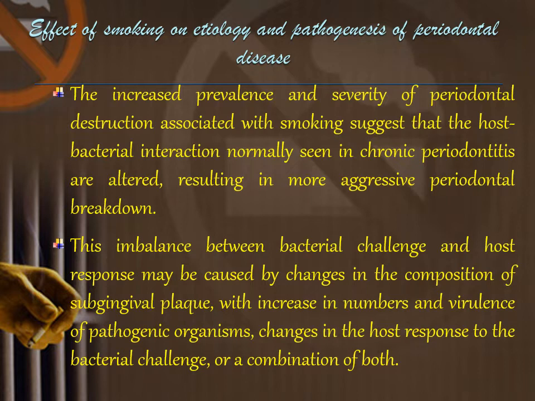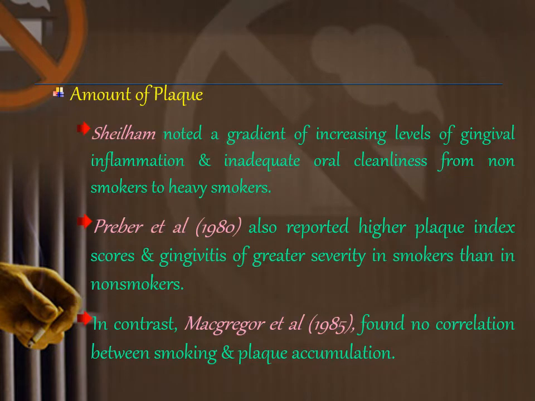Now, the effect of smoking on etiology and pathogenesis of periodontal disease. The increased prevalence and severity of periodontal destruction associated with smoking suggests that the host bacterial interaction normally seen in chronic periodontitis is altered, resulting in more aggressive periodontal breakdown. This imbalance between bacterial challenge and host response may be caused by a change in composition of subgingival plaque, with an increase in number and virulence of pathogenic organisms, a change in host response to bacterial challenge, or a combination of both.